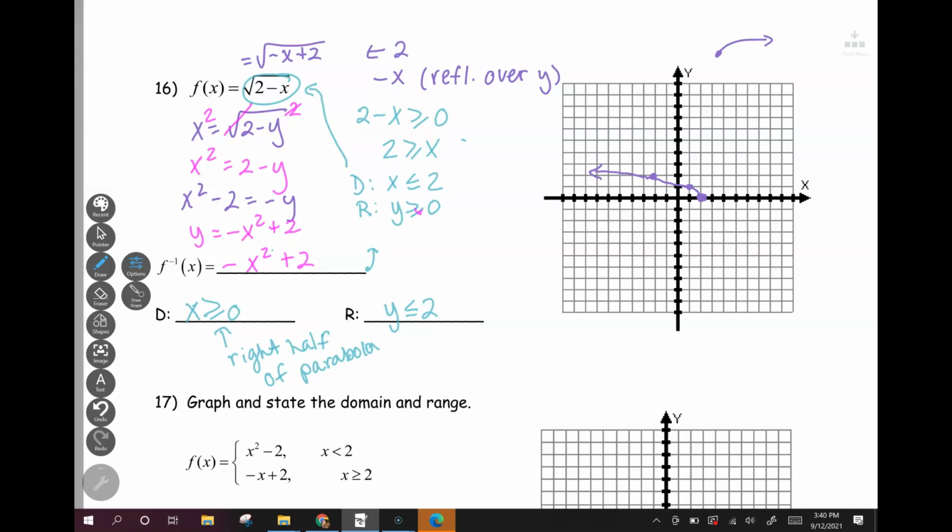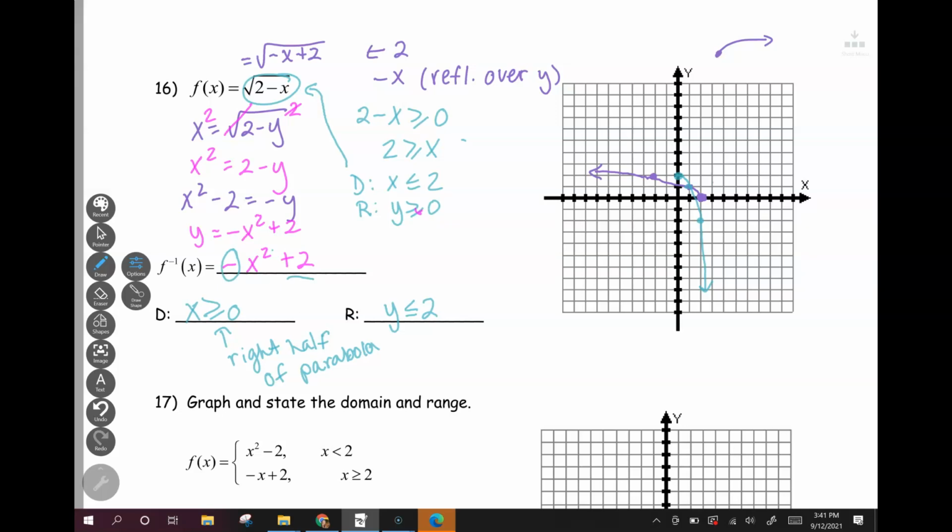Okay, so go to your graph. This parabola has shifted up 2 and reflected over x, and I'm only graphing the right half, so it should look like this. And there it is. That's up 2. This is reflect over x.